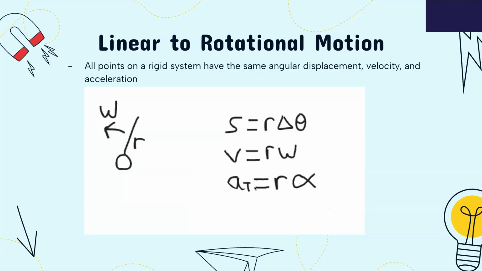And we can connect the angular parts of kinematics to the translational parts by multiplying by r. So if we have this object rotating at an angular velocity of omega, at a distance r away, the velocity is r times omega. The arc length, change in position, is r times change in theta, and the translational acceleration is r times alpha.